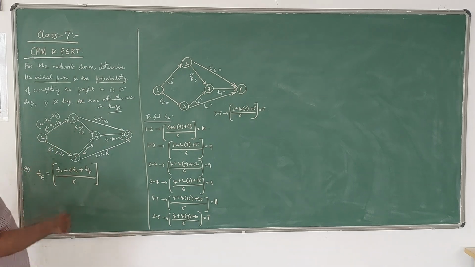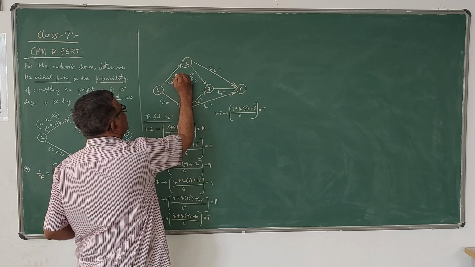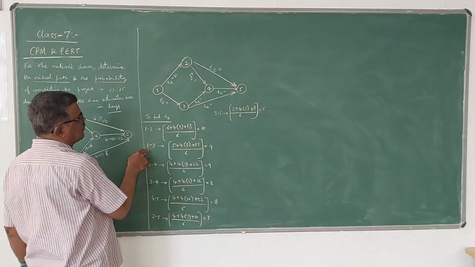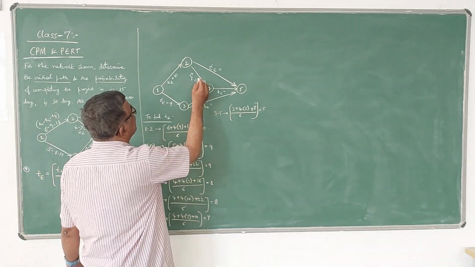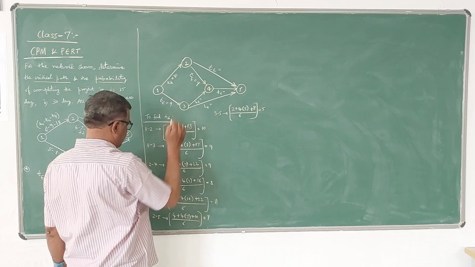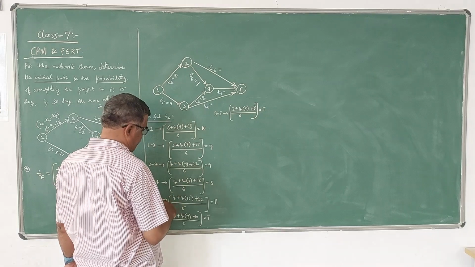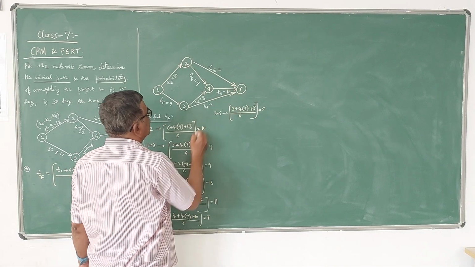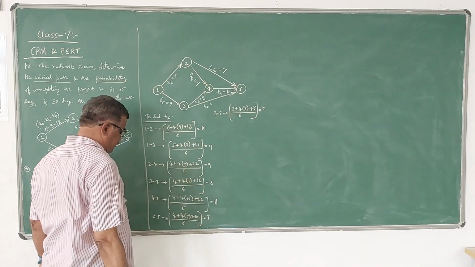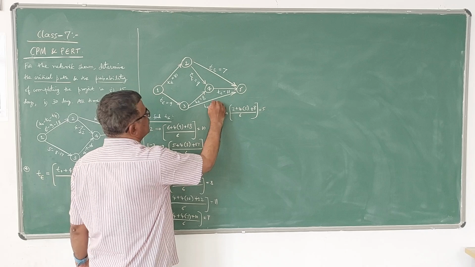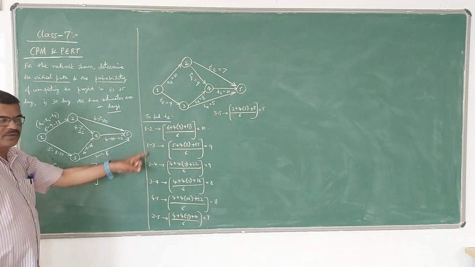Now we will write all these values there. For 1, 2, the value is 10 days. Then for 1, 3, it is 9. For 2, 4, it is 9. Then for 3, 4, it is 8. For 4, 5, it is 11. Then for 2, 5, it is 7. Then for 3, 5, it is 5. So this is the first step. If these values are given directly, you need not use this.